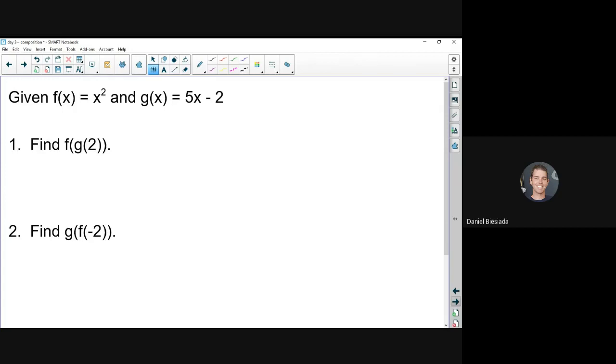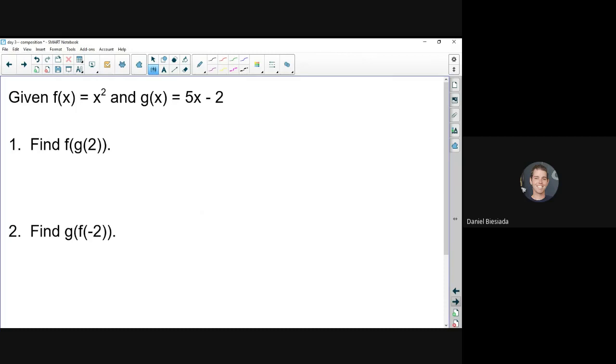I've got f of x equals x squared and g of x equals 5x minus 2. Now, if you would like to pause it here for a second, if you think you've got what's going on and you want to try these, go ahead. And if not, we'll go ahead and look at them together now. So number 1 wants me to find f of g of 2.